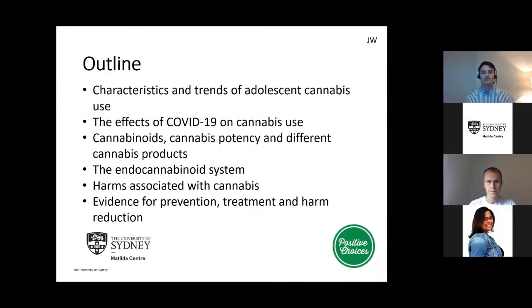All right, so just to provide a brief outline of what we'll be talking about today, I will firstly talk about the characteristics and trends of adolescent cannabis use, as well as speak about the effects that COVID-19 may have on adolescent cannabis use. Tom will talk about cannabinoids, cannabis potency, and different cannabis products. And I'll be talking about the endocannabinoid system, as well as why adolescents are at a particularly high risk of cannabis-related harms.